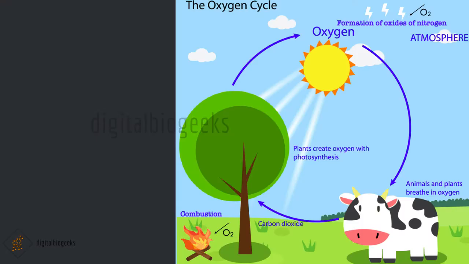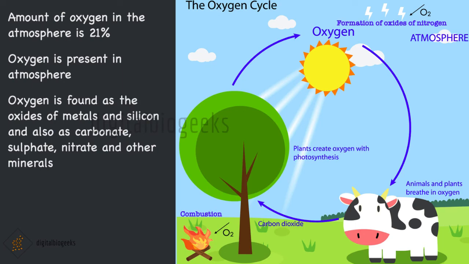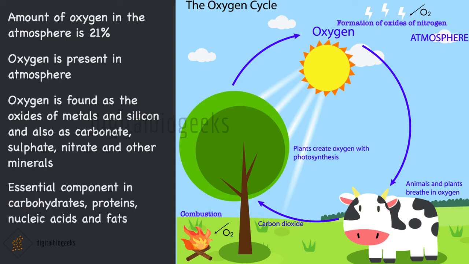The amount of oxygen in the atmosphere is around 21%. Oxygen is a very important constituent that supports life. Oxygen is present in the carbon dioxide in the atmosphere. In the crust, it is found as oxides of metals and silicon and also as carbonate, sulfate, nitrate and other minerals. It is an essential component of carbohydrates, proteins, nucleic acids and fats. Oxygen cycle maintains the level of oxygen in the atmosphere.